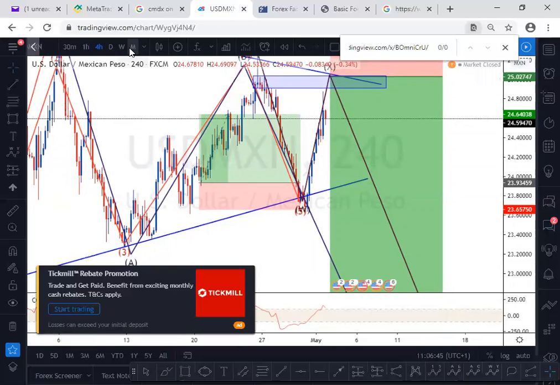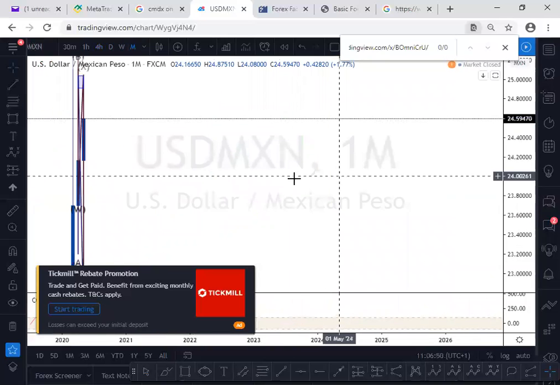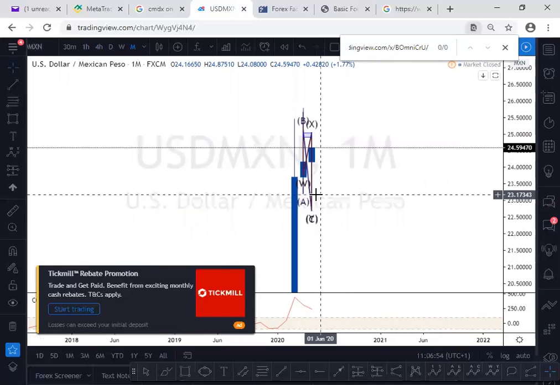And remember for the monthly time frame, I said I wanted to have a correction to the downside. So the bigger move is to the downside, on a correction phase. This is the downside, not the upside. So what I want to be seeing is the correction to the downside from the USD Mexican peso.